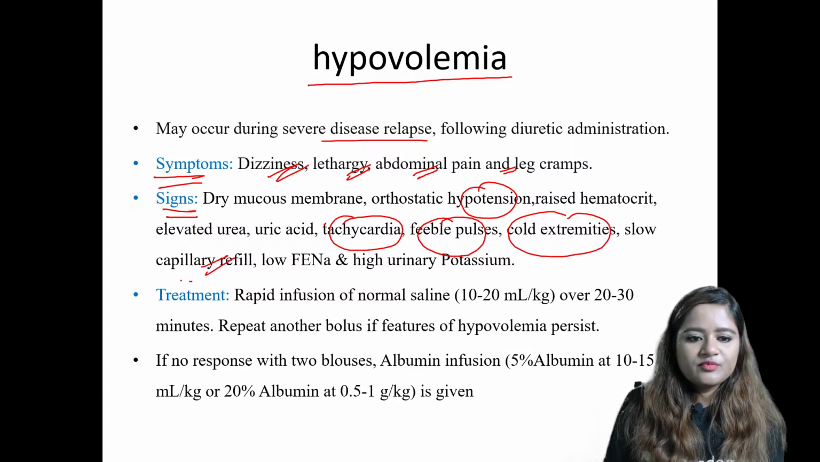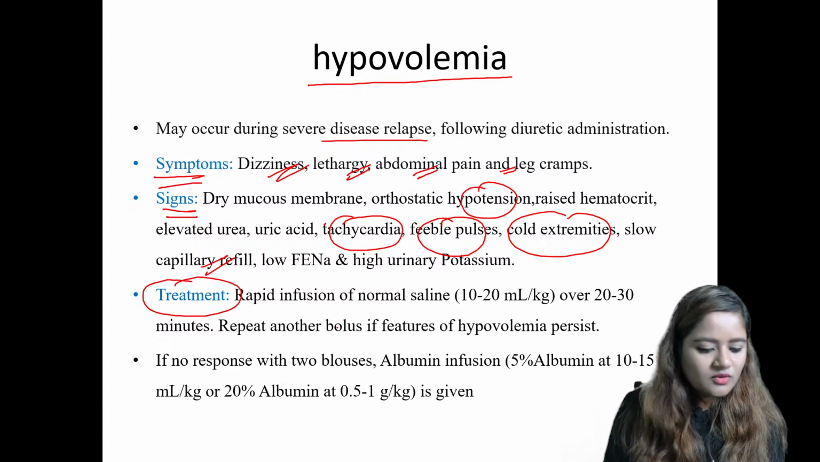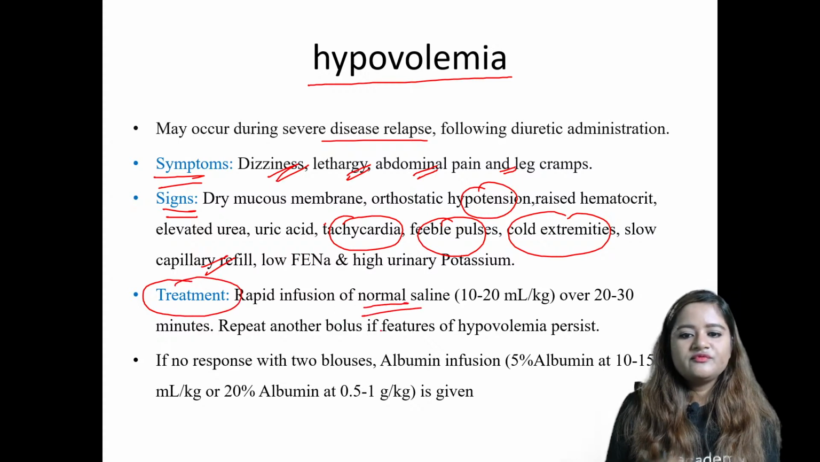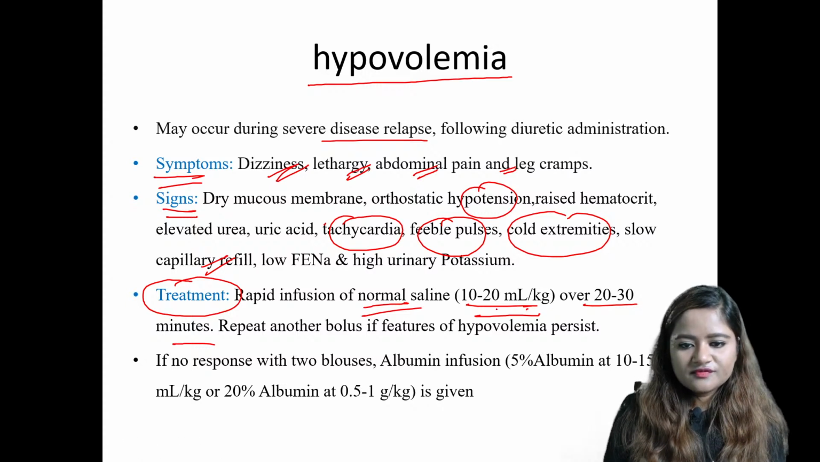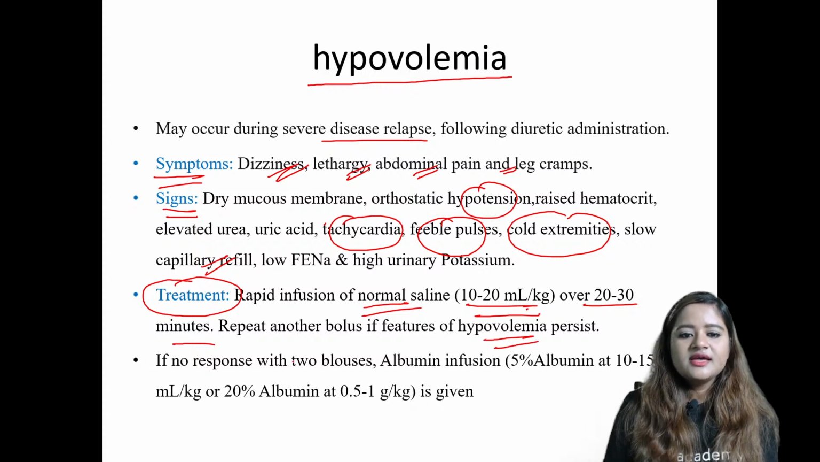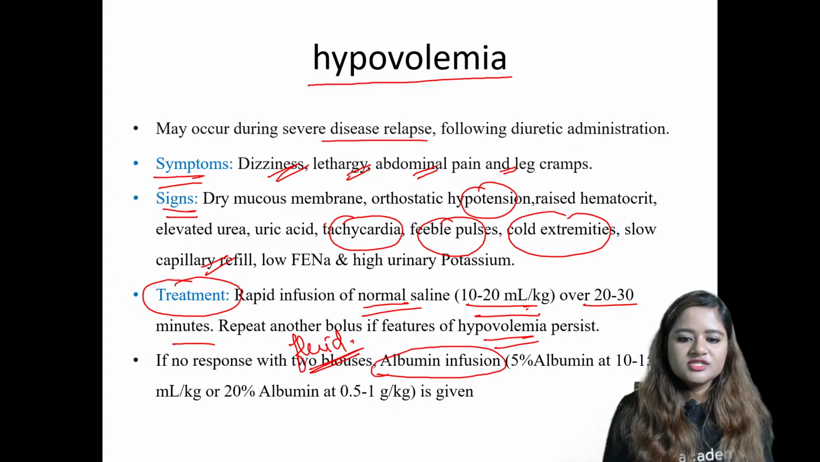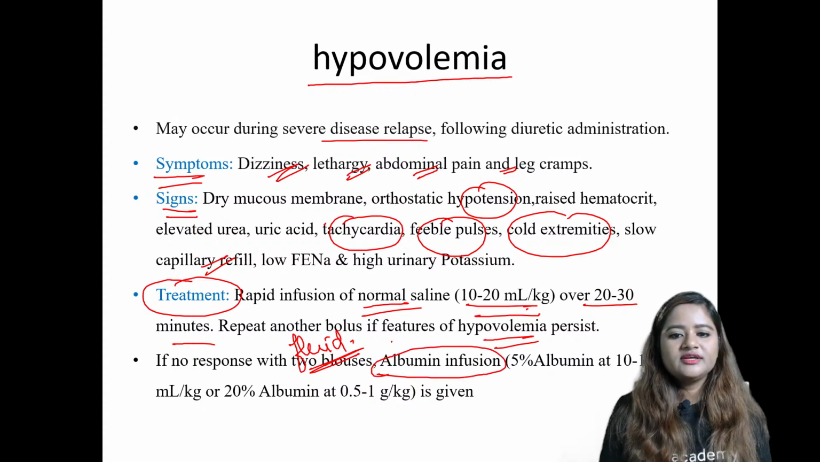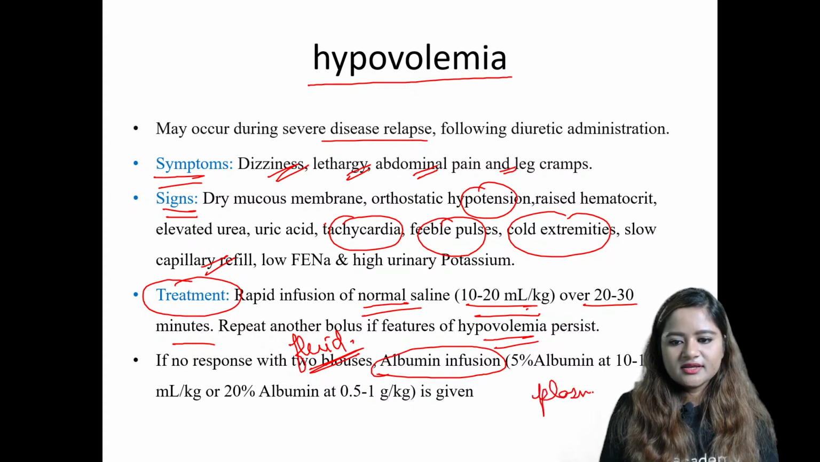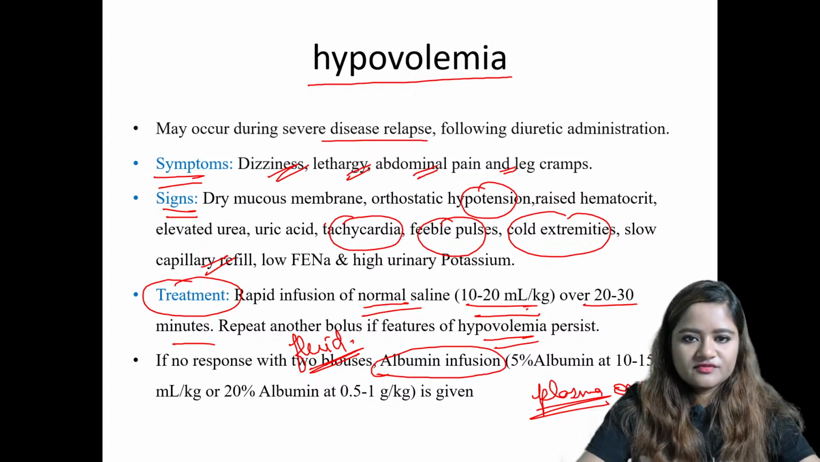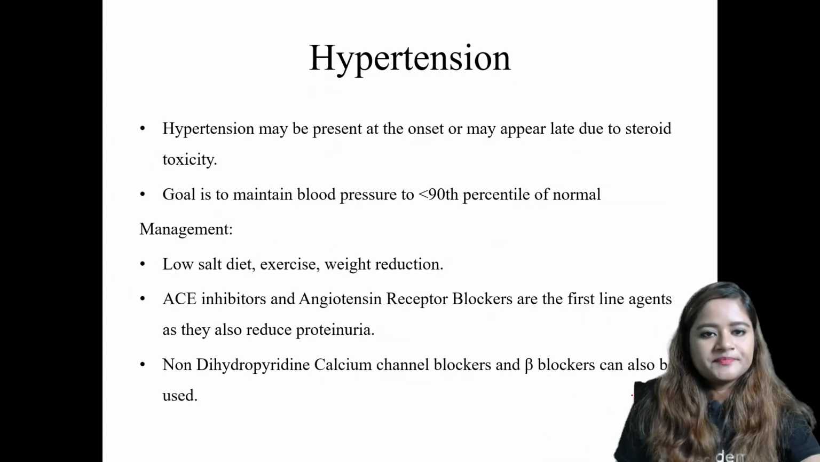So if you find hypovolemia in a nephrotic patient, what do we do? We do a rapid infusion of fluid. You have to give normal saline as a bolus dose, 20 ml per kg over 30 minutes. You can repeat the dose if hypovolemia is still present. If the patient does not respond to fluid therapy, you again have to go for albumin infusion. Albumin infusion increases the plasma oncotic pressure of our body, and when the plasma oncotic pressure increases, your complications will get resolved. So you have to be very watchful for hypovolemia.